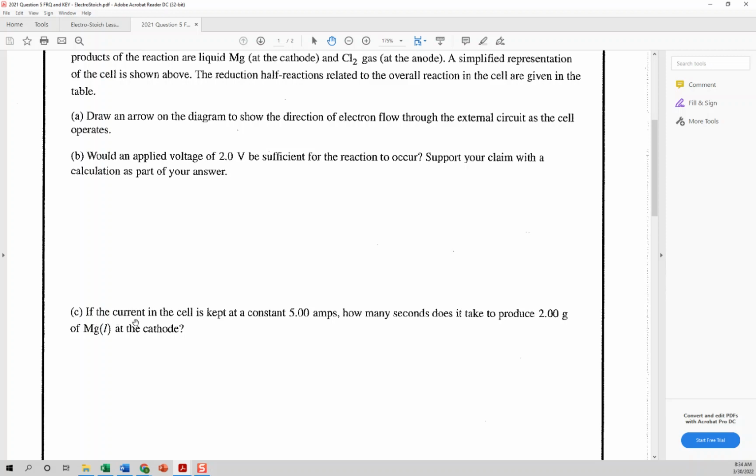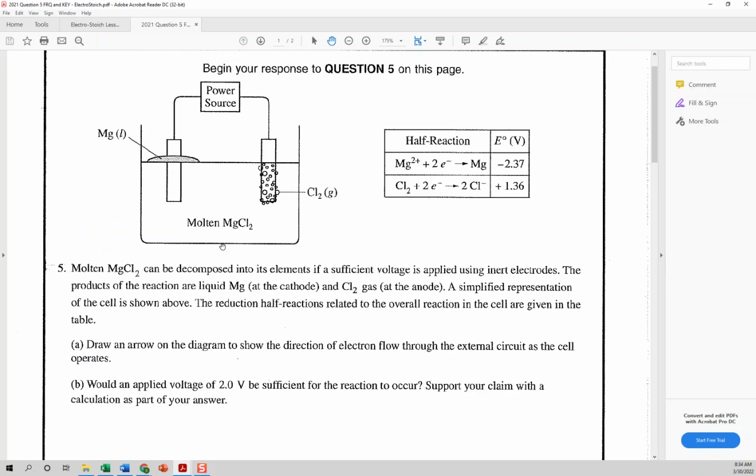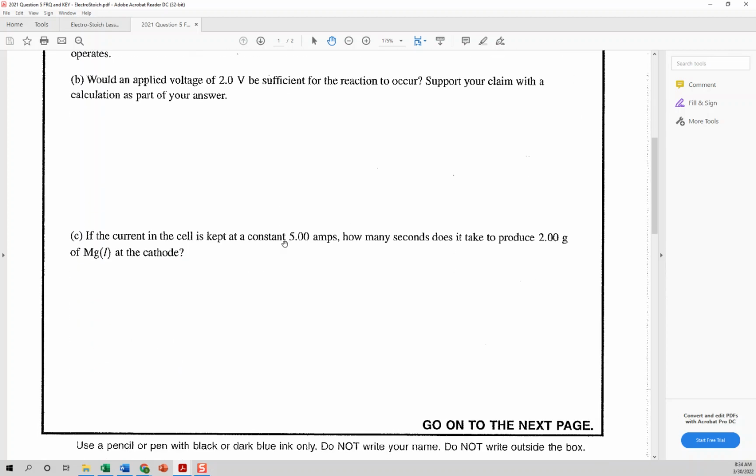If the current in the cell is kept at a constant 5 amps, how many seconds does it take to produce 2 grams of magnesium liquid? All right. So our source of magnesium liquid is magnesium 2+. It's going to take 2 moles of electrons to completely reduce magnesium 2+ to neutral magnesium liquid. This is going to be the exact same setup we did, but we're only going to seconds. We don't have to go to hours.